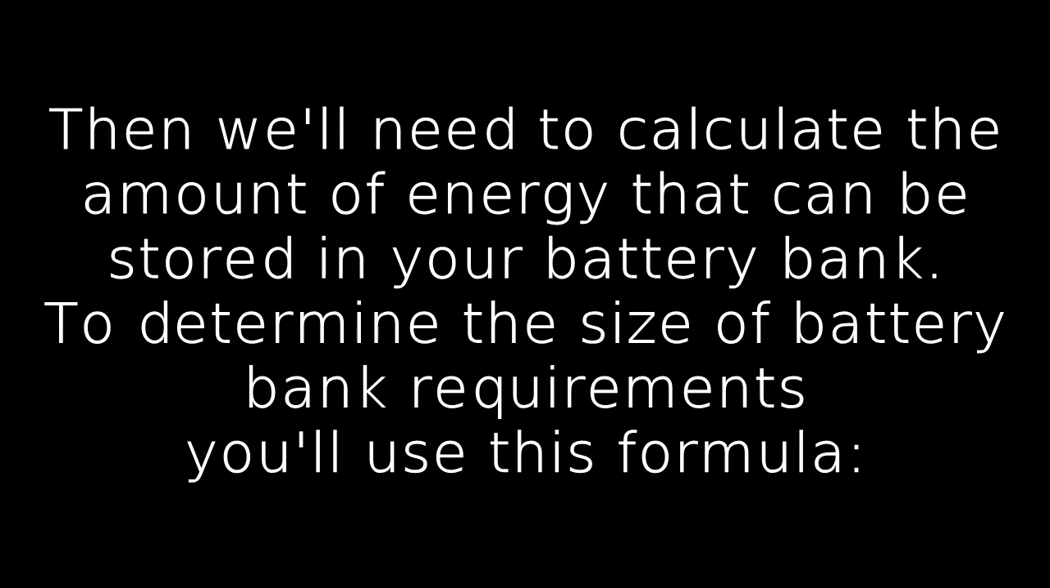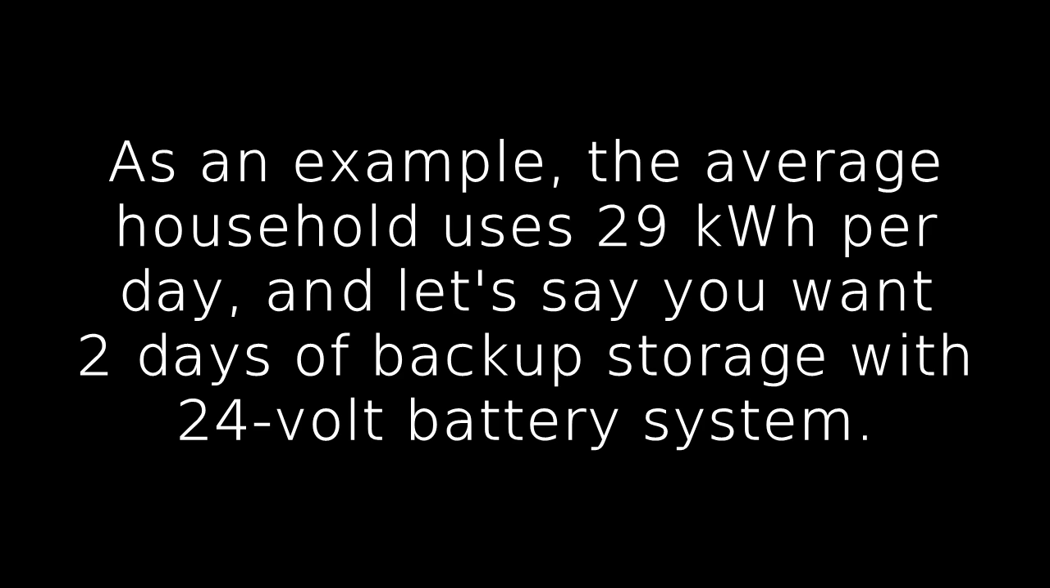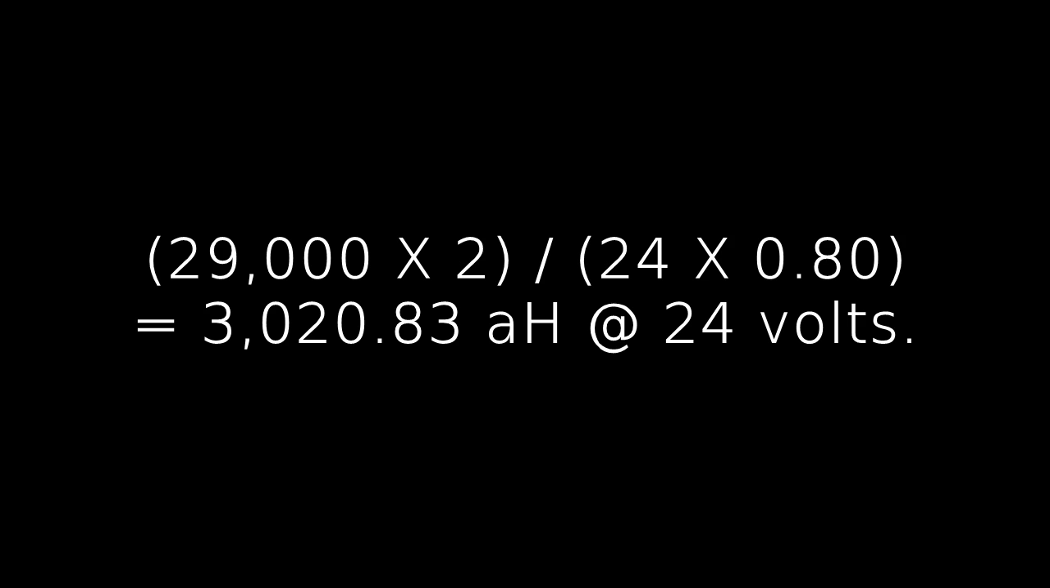Then we'll need to calculate the amount of energy that can be stored in your battery bank. To determine the size of your battery bank requirements, you'll use this formula: total load in watts times days of backup storage divided by system voltage times efficiency after system losses. As an example, the average household uses 29 kilowatt hours per day, and let's say you want 2 days of backup storage with a 24 volt battery system. That's 29,000 times 2 divided by 24 times 0.8, which equals 3020.83 amp hours at 24 volts.